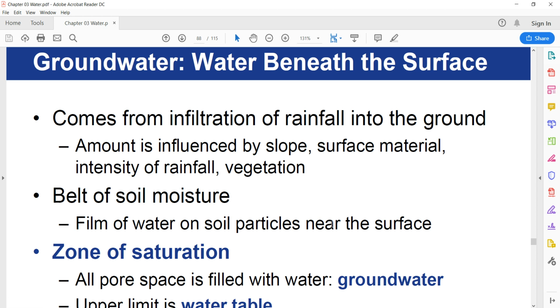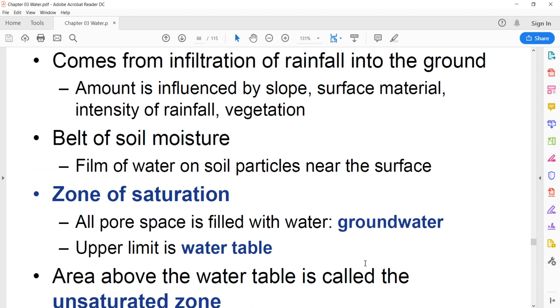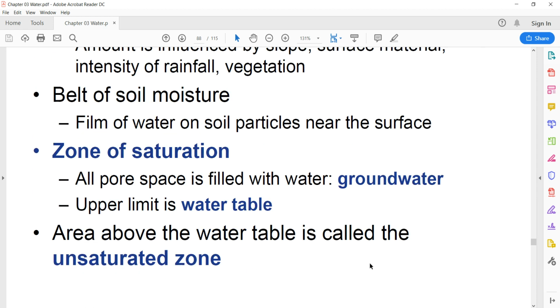Belt of soil moisture. So this is the belt of a small thickness of water which lies near the surface of the ground. So this is like small vegetation like grass. They hold some of these water molecules in their roots, so that creates a small belt of soil moisture. And then there is a zone of saturation. This is a zone below the ground where the entire soil mass or the pore space is filled with water or groundwater. The upper limit is called the water table.